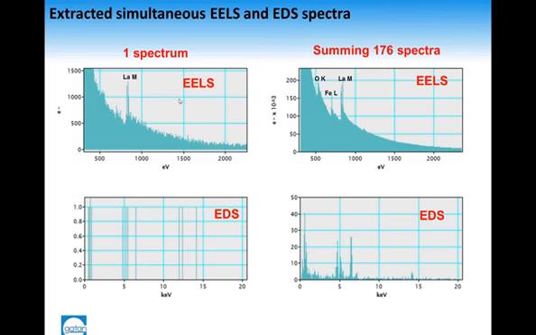If you look at a single spectrum for EELS and EDS from the lanthanum iron oxide area, you can clearly see the lanthanum M line. You see a little bit of the iron, and you see the oxygen. If you look at EDS, you basically see very few lines, not much. So you have to sum over 176 spectra to see pretty nice lanthanum, iron, and oxygen, and get a pretty nice EDS spectrum where you can distinguish all the lines. So you have to sum 176 spectra to go from here to here.